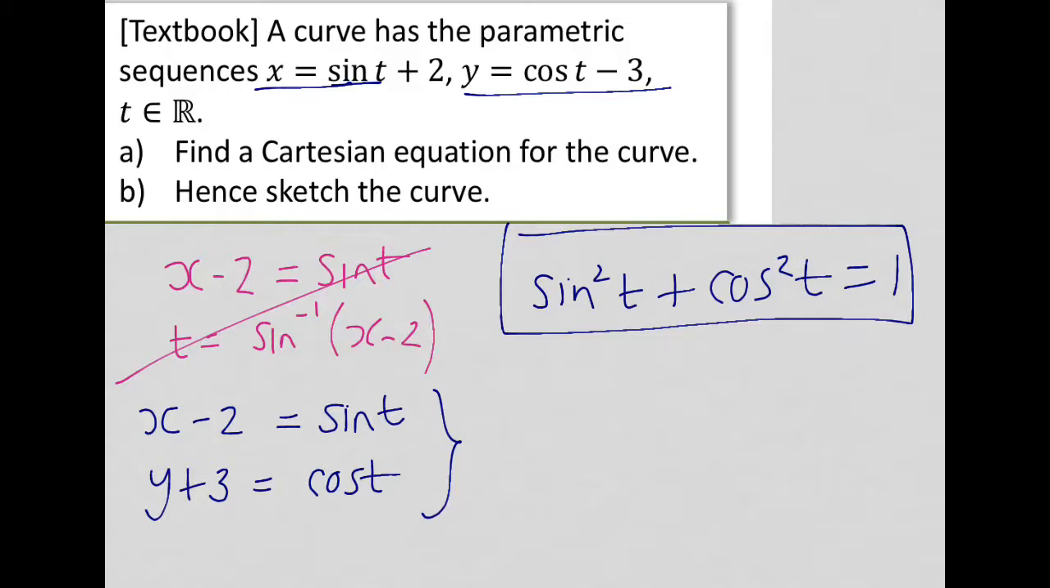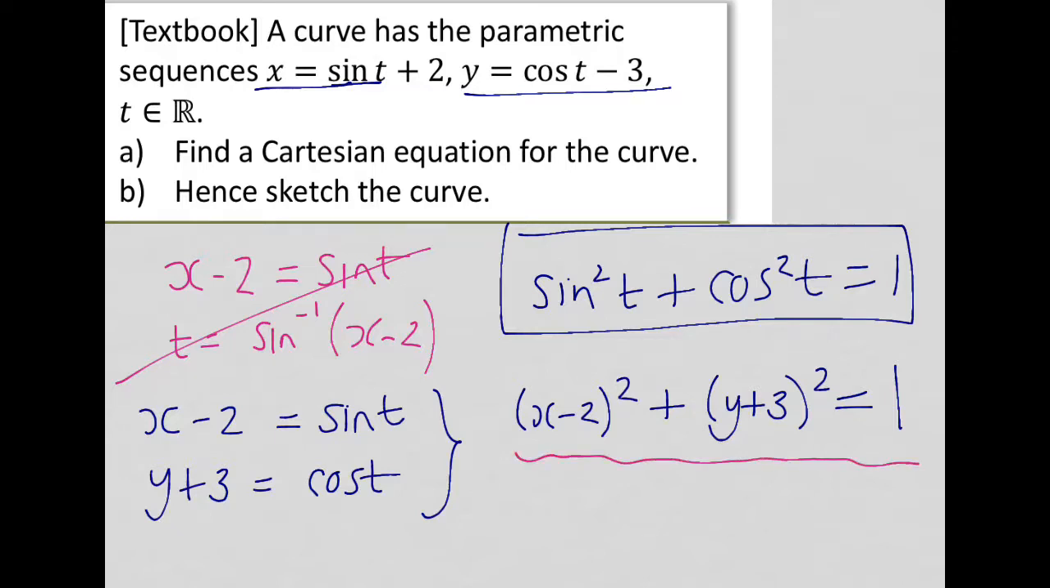So instead of sine squared t, I'm going to write that, and cos squared t would be that, and this here is 1. So here, what do you recognise that as? I'm hoping you're going to say it's a circle. And the circle would have centre (2, -3), and it would have a radius of 1. So that there is your Cartesian equation.